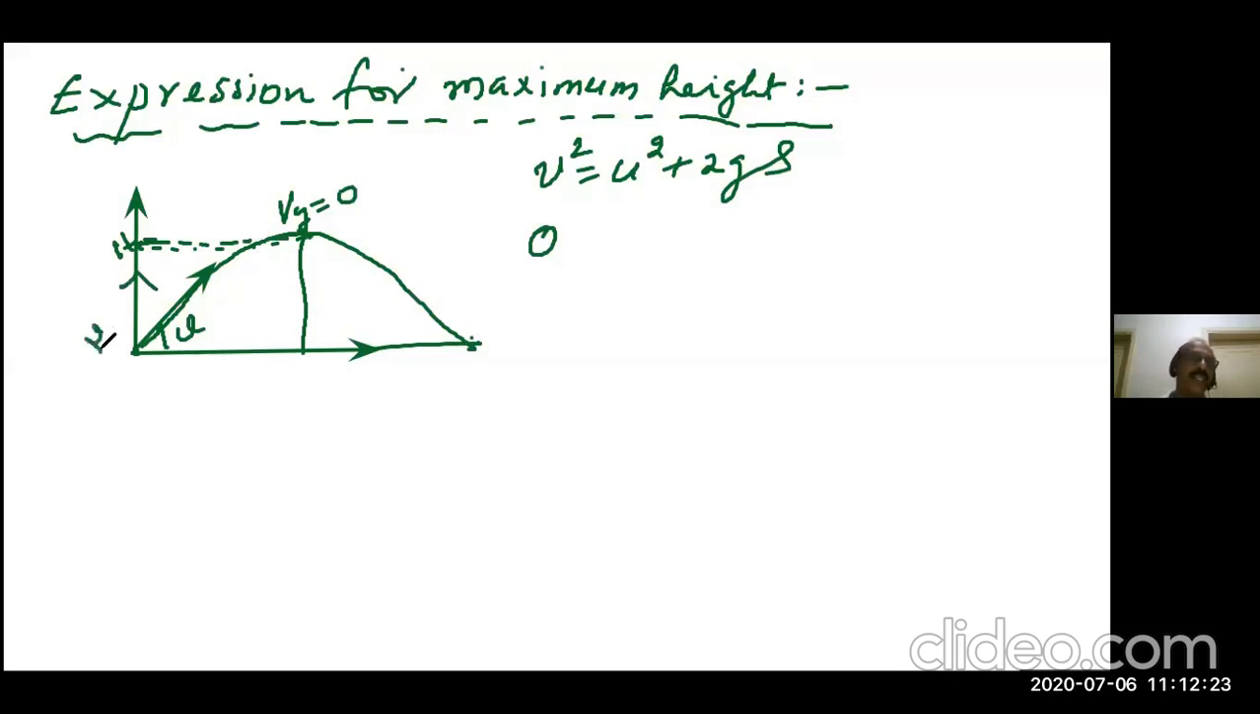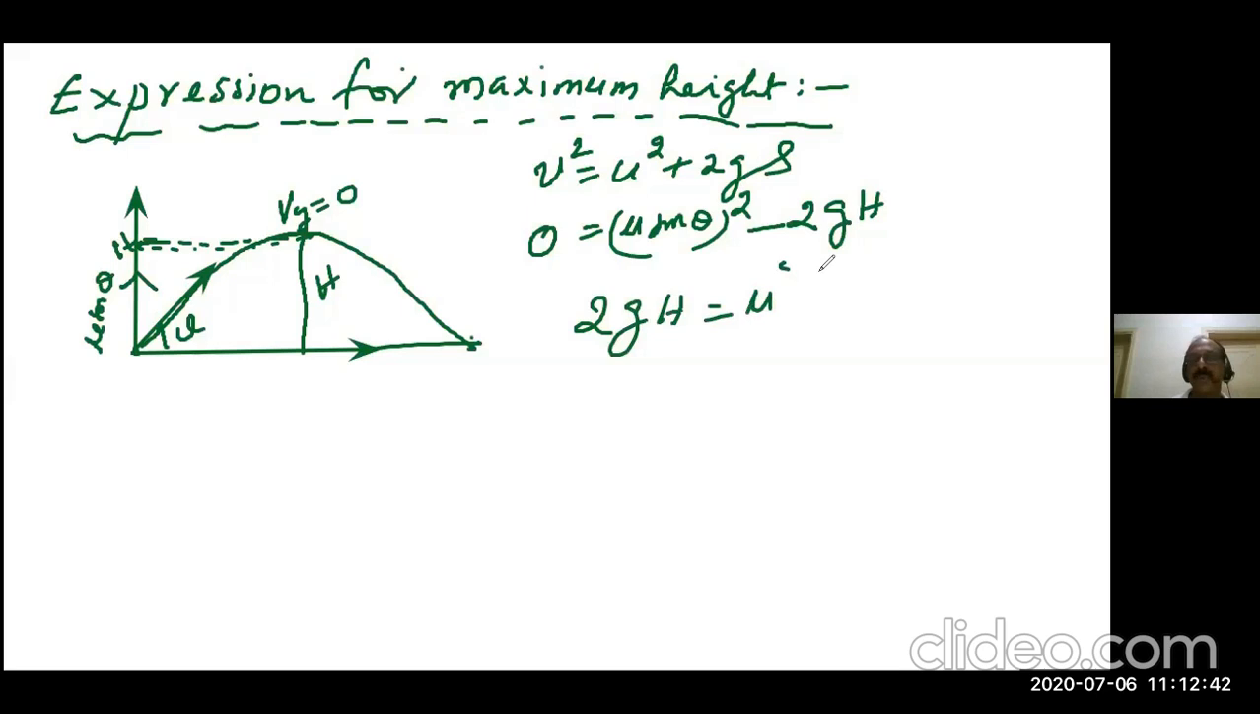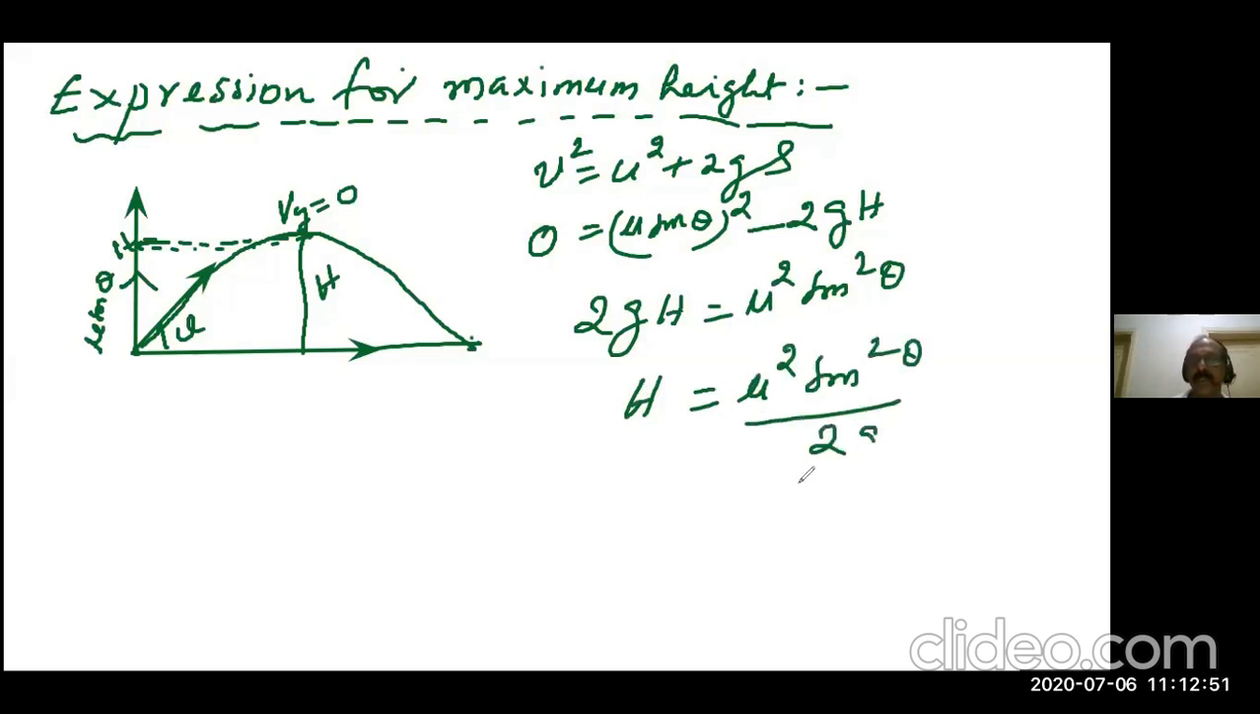Initial velocity is u sin theta. So, u sin theta whole squared minus 2g times s, where s is the maximum height traveled. Now we can write 2gH is equal to u squared sin squared theta, and H is equal to u squared sin squared theta divided by 2g. That's all. Clear? That means a body thrown vertically up is nothing but a projectile with angle theta 90, and then u squared by 2g comes as the formula.